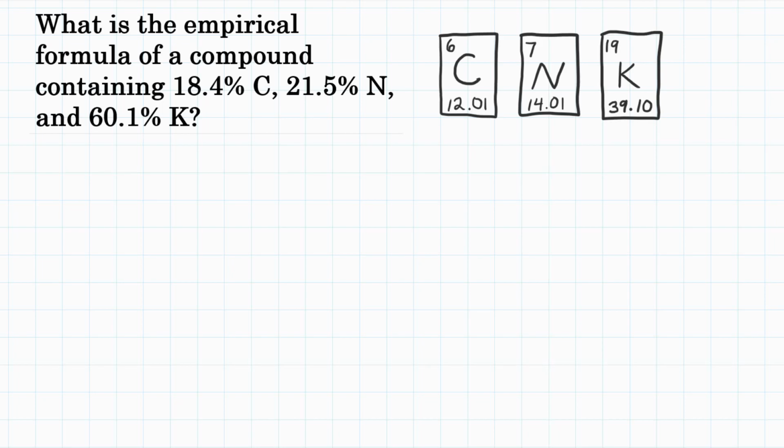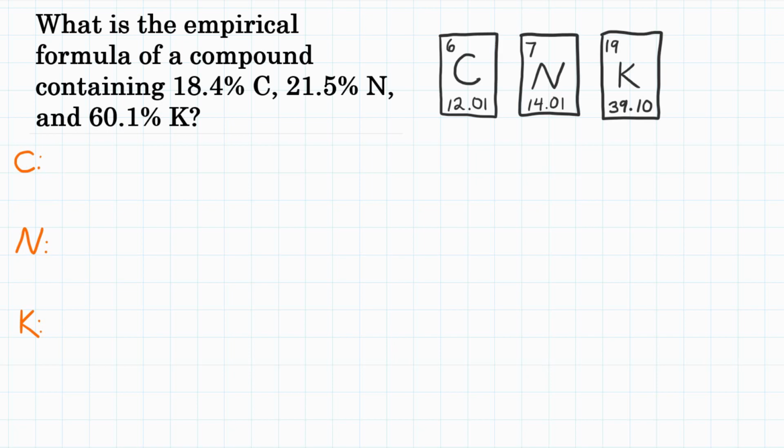All right, everyone. The question is, what is the empirical formula of a compound containing 18.4% carbon, 21.5% nitrogen, and 60.1% potassium? First step is write down everything the problem gives us. We have three elements here: carbon, nitrogen, and potassium. We were given the percentages for each of those elements.